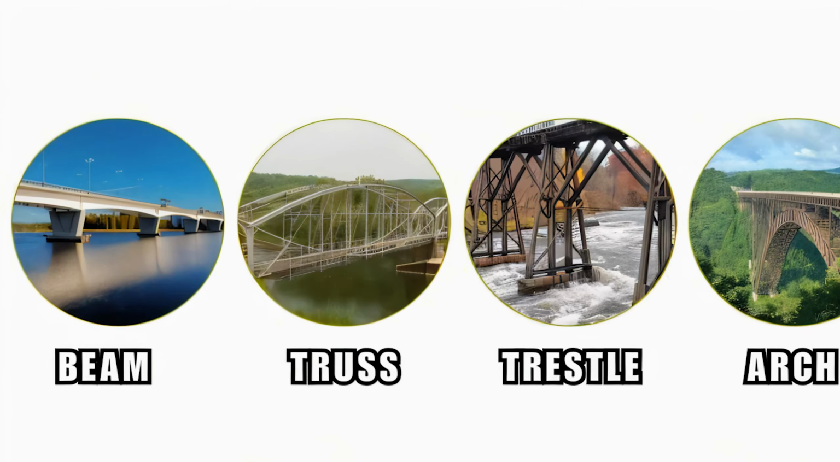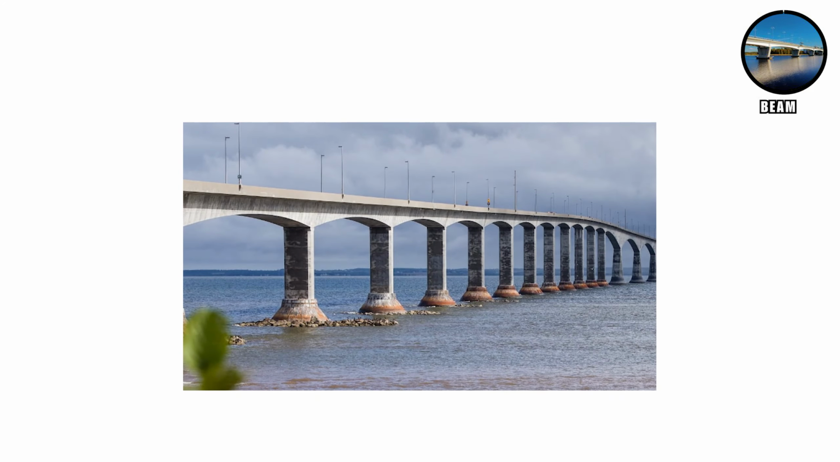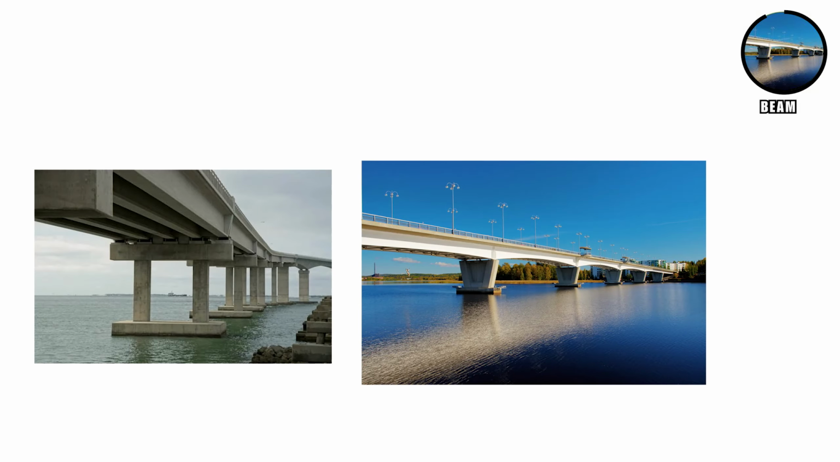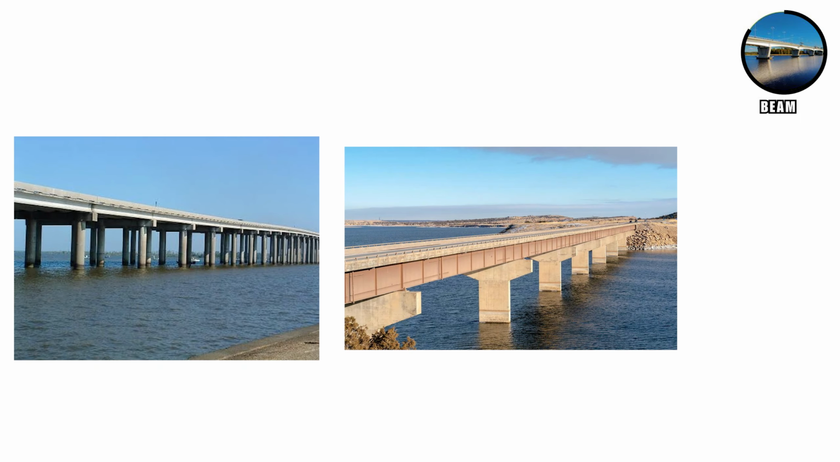Beam bridges. Beam bridges are the simplest structural crossing. A horizontal member resting on supports at each end. That member can be a rolled steel beam, sometimes called a stringer, or a larger steel plate girder fabricated from welded plates instead of a single piece.